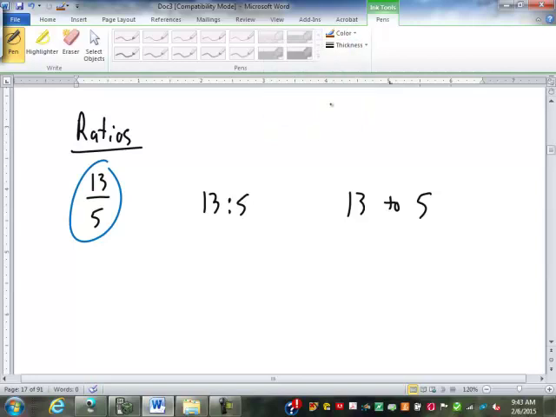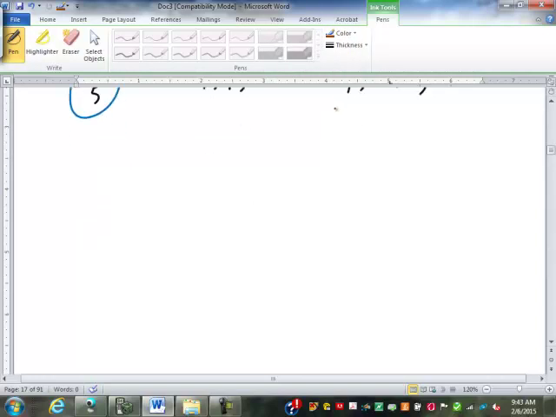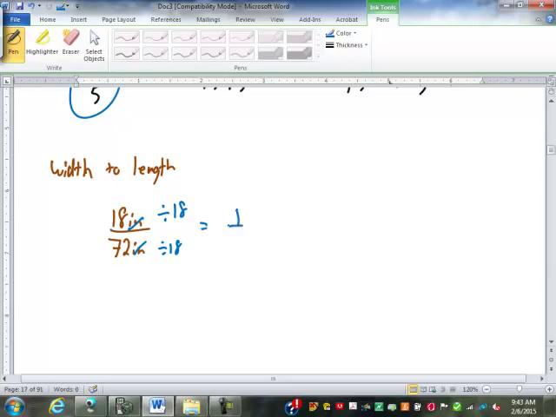For example, if I looked at these tables that you're sitting at, if I wanted to do a width to length ratio, the width of those tables is 18 inches. The length is 6 feet, so 72 inches. Now, as a fraction, first thing I can do is cancel out the inches. I can divide those out. And also, both 18 and 72 are divisible by 18. I get 1 to 4. So I get a 1 to 4 ratio.